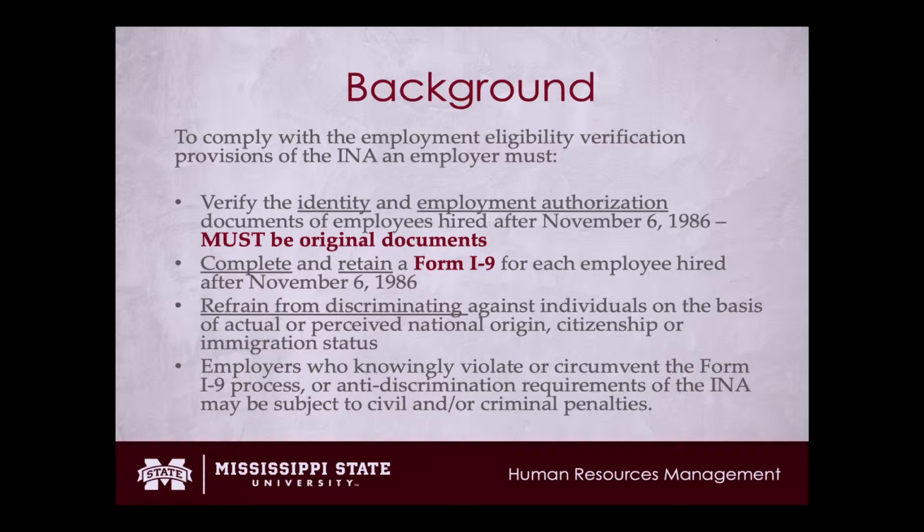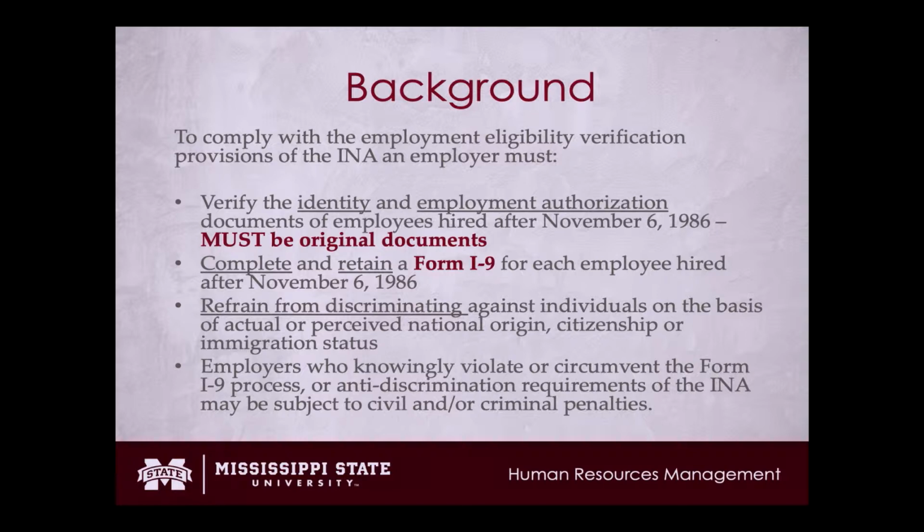In order to comply with the employment eligibility verification provisions of the INA, an employer must do the following. Verify the identity and employment authorization documents of employees. This is those that are hired after November 6, 1986, and they must be original documents. You must complete and retain a Form I-9 for each individual hired after November 6, 1986. You must refrain from discriminating against individuals on the basis of actual or perceived national origin, citizenship, or immigration status.